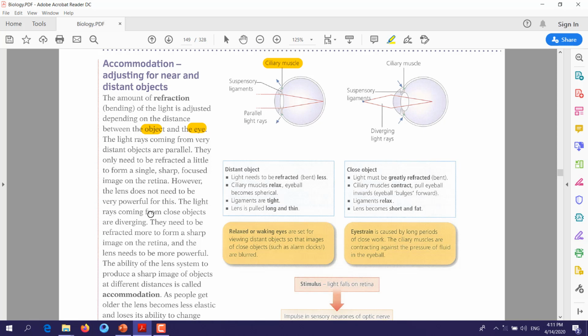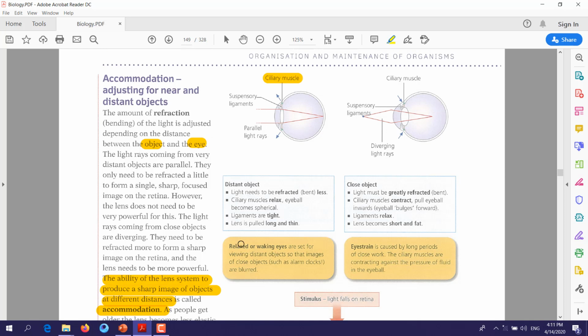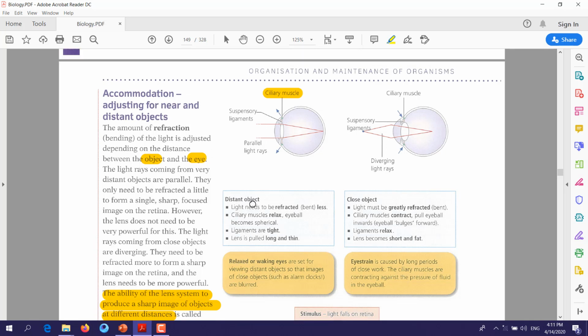To get a clear image, we have a process we call accommodation. Accommodation is the ability of the lens system to produce a sharp image of objects at different distances. Again, accommodation is the ability of the lens system to produce a sharp image of objects at different distances. Here we will see what will happen.